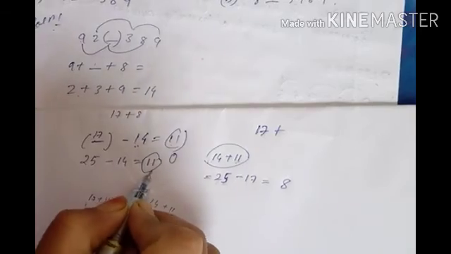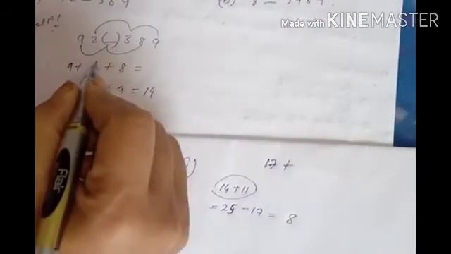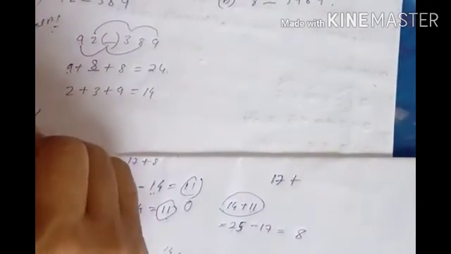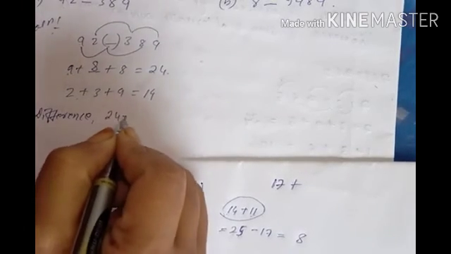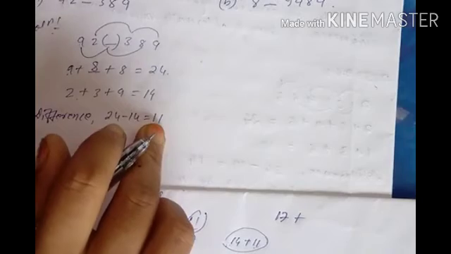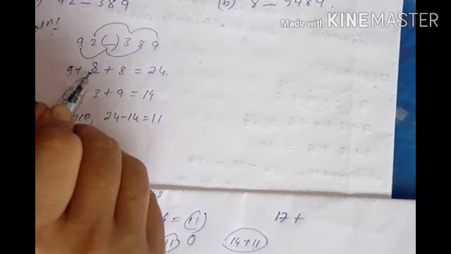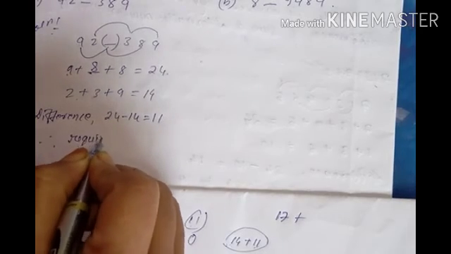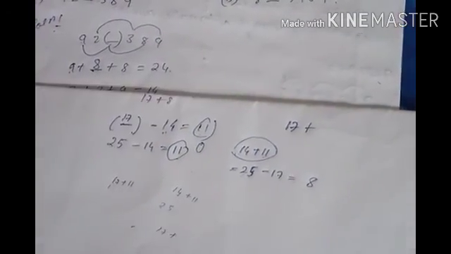Now 11 is divisible by 11, and this whole number will be divisible by 11, isn't it? So what will you add here? 8. So 17 plus 8 you get 25. Now the difference, 25 minus 14 is how much? 11. Now this 11 is divisible by 11. So what number did we get in the blank? Our answer is what? 8. So the required digit is 8. Okay. So if you have any doubt, you can ask me again.